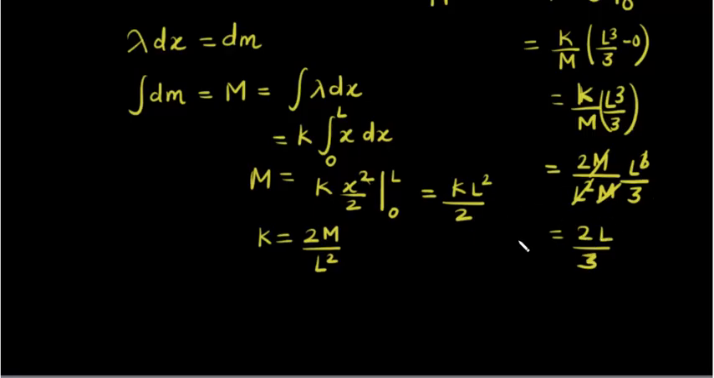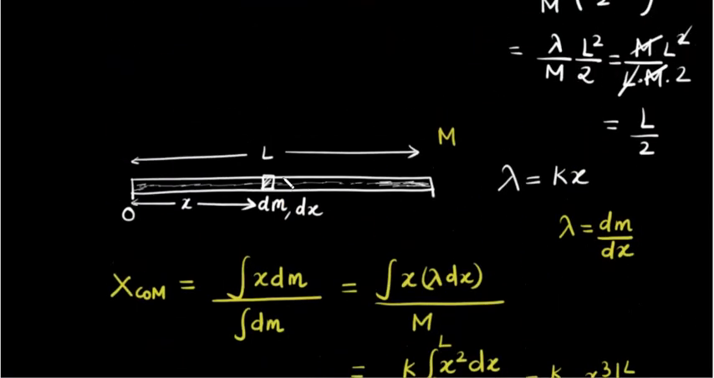Now where is the center of mass located? It is located at a distance 2L by 3. See, now it is not L by 2. It is not in the middle, right? It is a little bit far away from the middle because 2L by 3 is greater than L by 2. So it is a little bit away from the center towards the right side. Okay, why? Because more amount of mass is concentrated on the farther end.